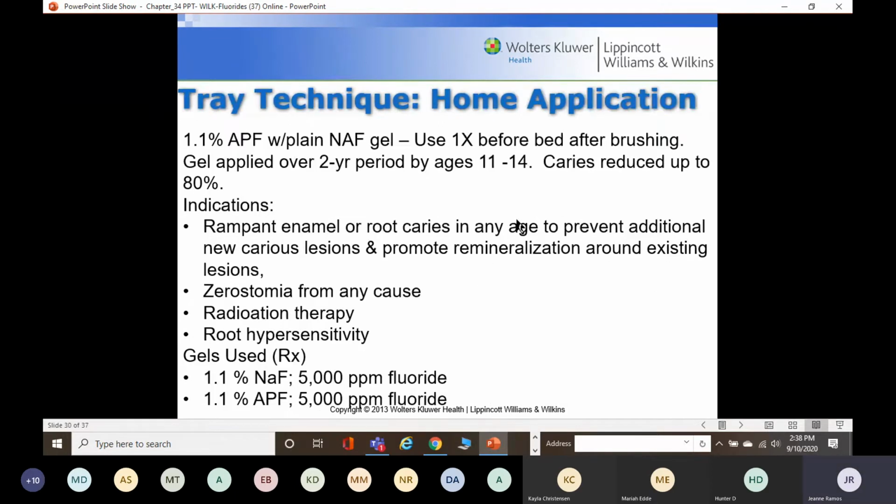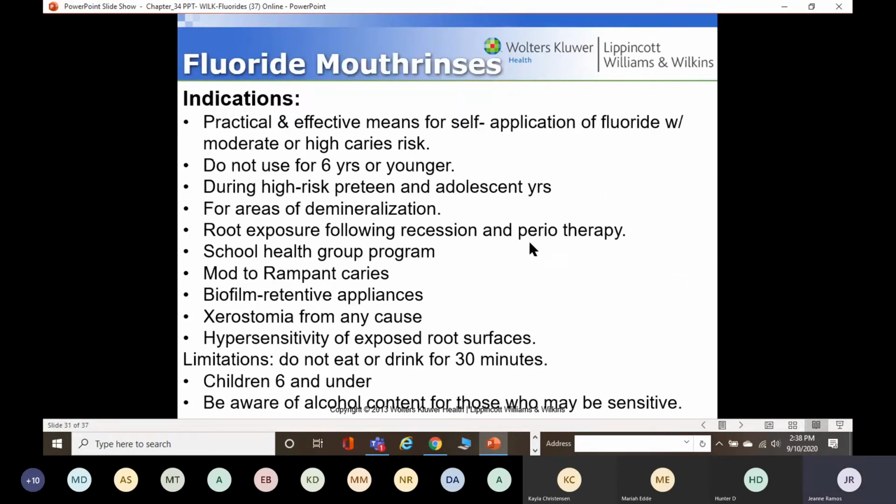So tray technique, home application, I'm not going to go over that now. You can kind of read about that. Fluoride mouth rinses are a practical and effective means for self-application of fluoride without a moderate or high carious risk. Do not use for 6 years or under, even the mouth rinses that have alcohol, particularly alcohol and fluoride.